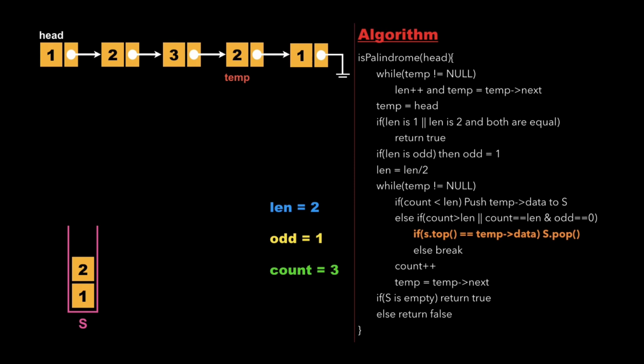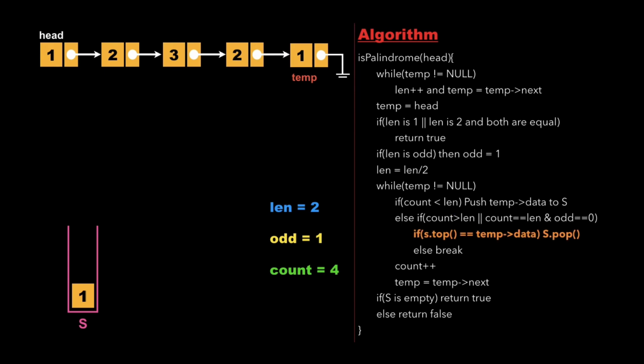Since both of these elements match, we pop the topmost element from the stack, and then we increment the value of count and update the temp pointer. Again we check whether temp is not equal to null, which is true. Since the value of count is not less than length, we are in the else part where we check whether count is greater than length, which is true.